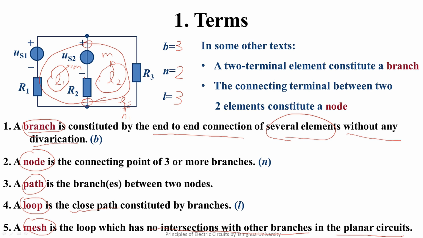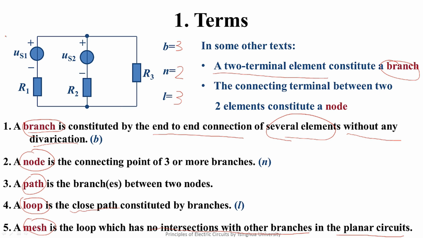It needs to be noted that in some other textbooks, a branch is defined as any element with 2 terminals. So according to this definition, this is 1, 2, 3, 4, 5. There will be 5 branches. The terminals between 2 elements are then called a node. So this is the first, the second, the third, the fourth. They are 4 nodes altogether. So the amount of the branch and the node in a circuit may be different according to different definitions.